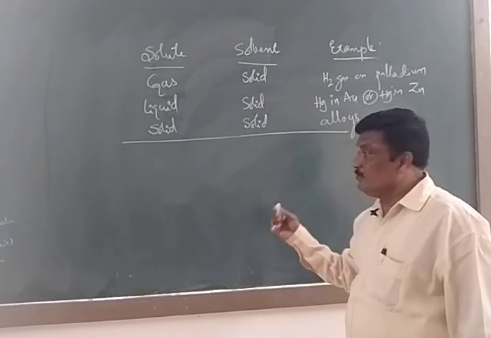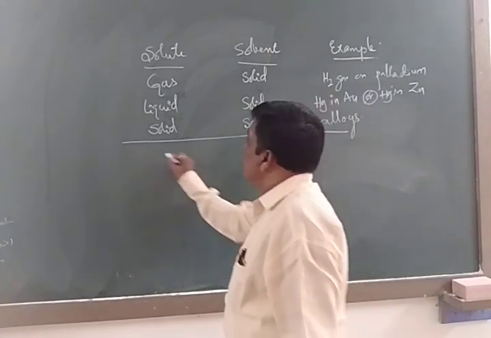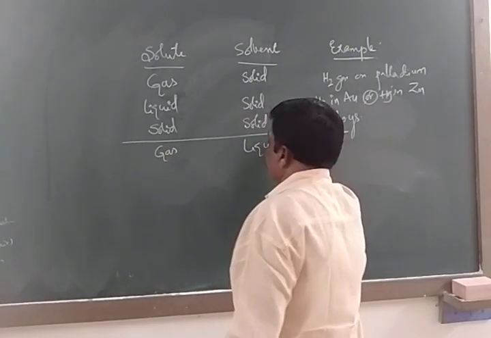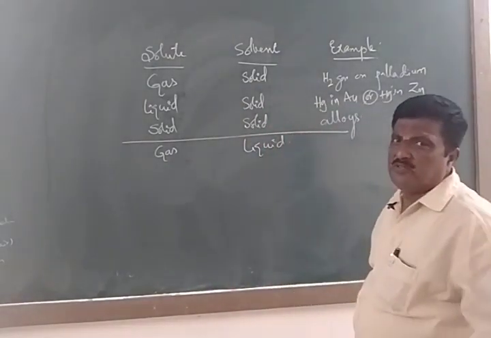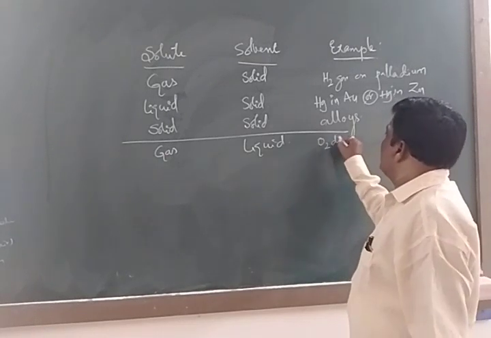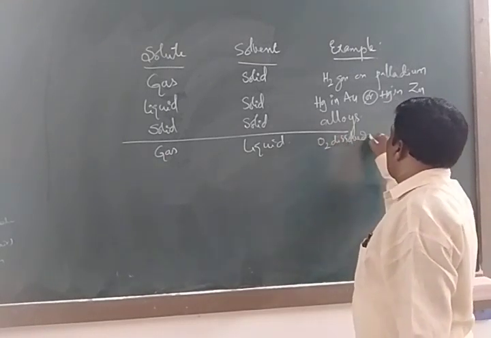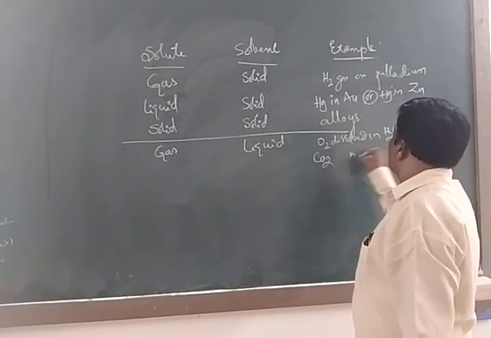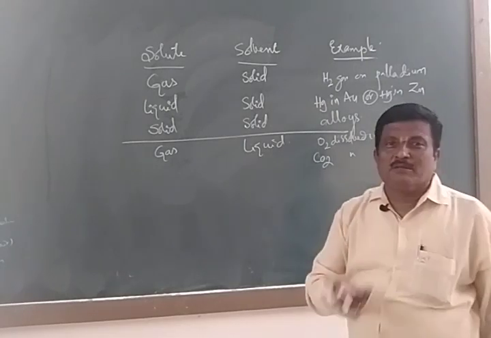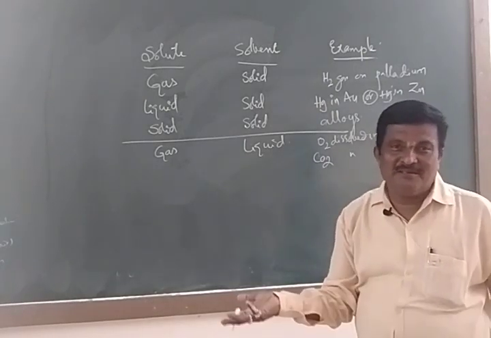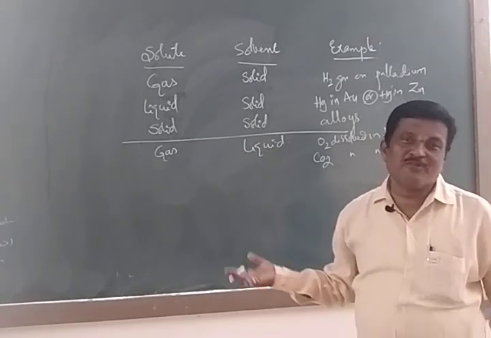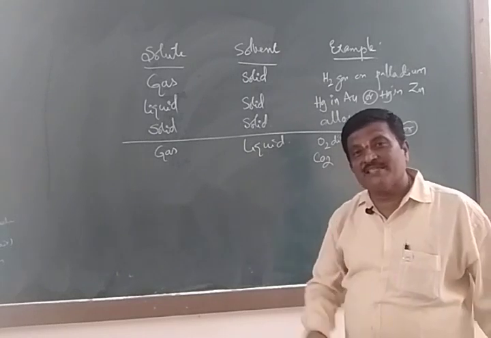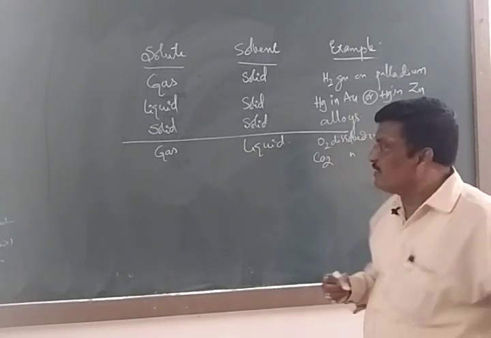Now we shall move to the second type, same gas, but here liquid. Very simple. Example, oxygen dissolved in water, or carbon dioxide dissolved in water. That you all know, carbonated liquids, all soft drinks. That is the best example of a gas liquid solution.